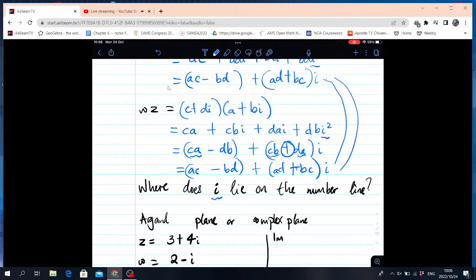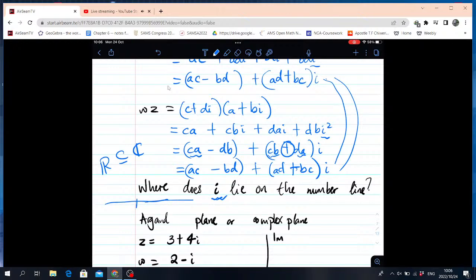So remember, we've said C is just an extension of R. We know that R is just a subset of the complex numbers. So where does this new i lie on the number line? It turns out that we can't actually represent this on our normal real line, right?